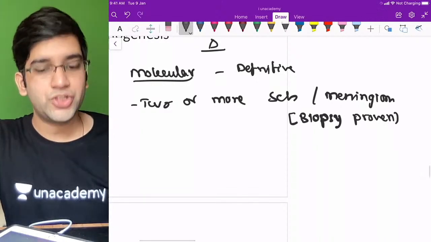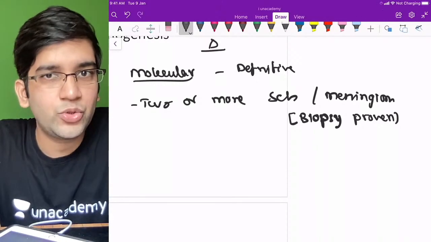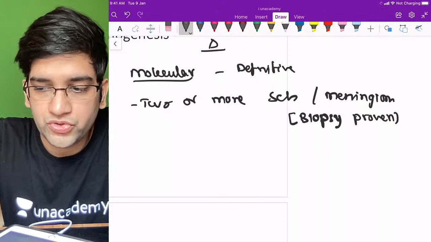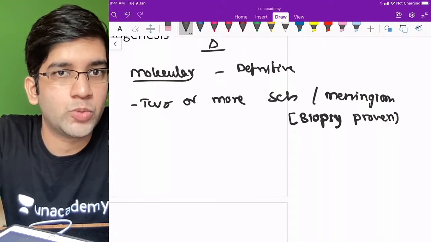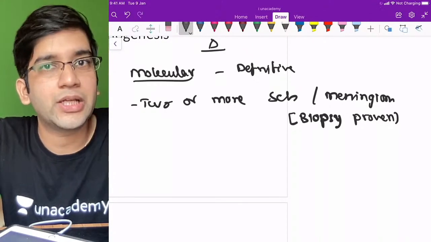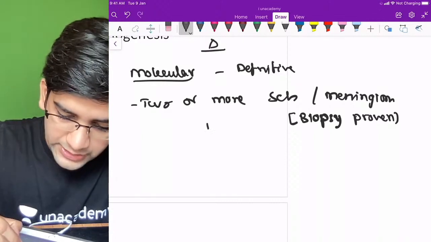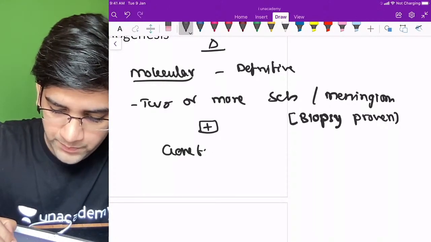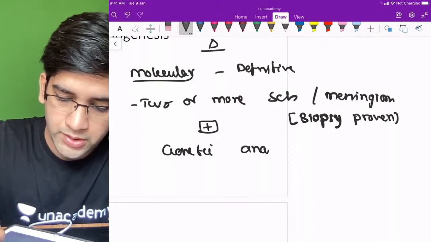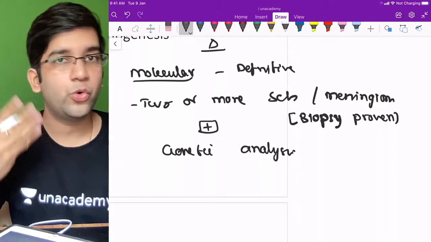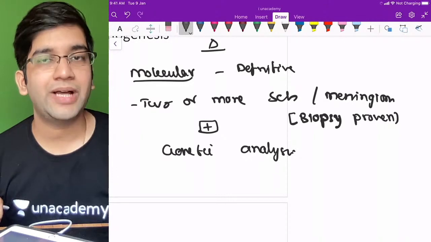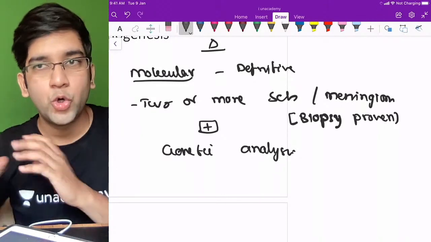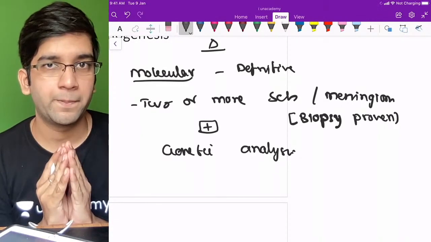Not only that, in addition to that, I say it's molecular, right? I have to do a genetic study to say there's a loss of heterozygosity in chromosome 22 and NF2 mutations as well. In addition to this, I need genetic analysis to explain my 4-hit pathogenesis model. I should have loss of heterozygosity, means homozygous means both are normal.